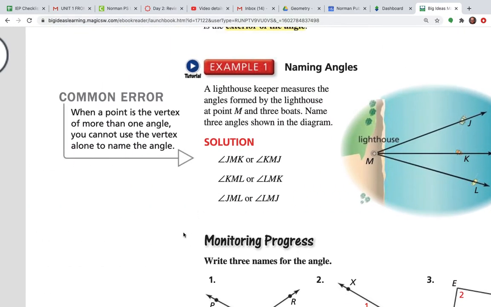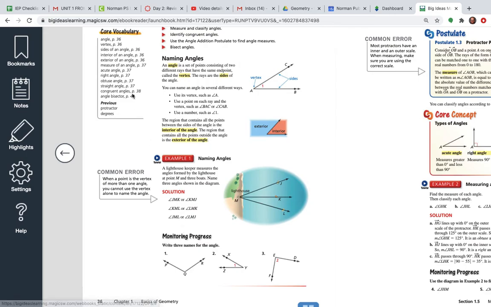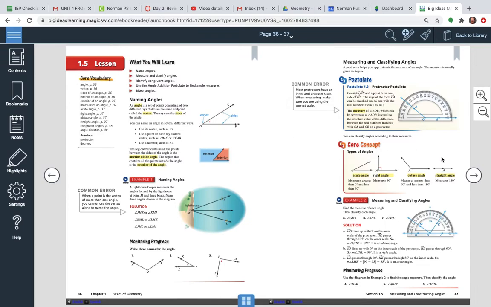Let's go ahead and zoom back out. We already talked about acute, obtuse, and straight angles. Let's talk about congruent angles. We've talked about congruent before. Think about it. What does congruent mean again? Equal means they have an equal value, right? They have the same value. But congruent means they're the same in size and shape. So that's really important. It says that talking about congruent angles is on page 38, so let's zoom out and go to page 38.